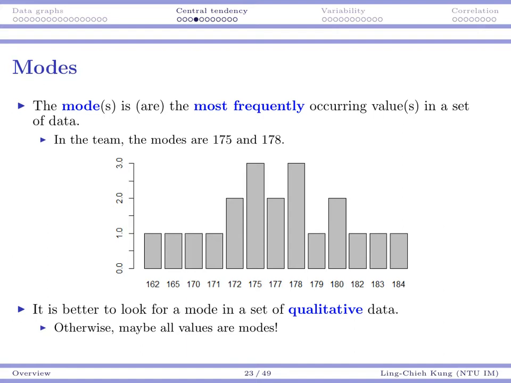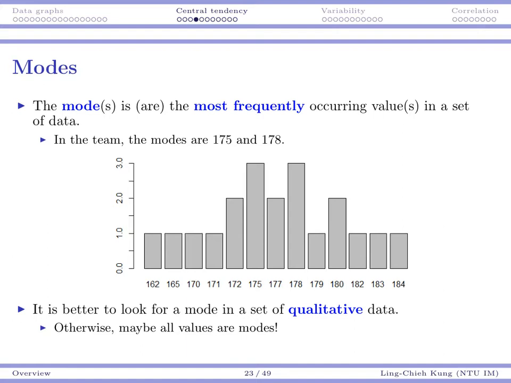Here, we do not group the data. These are the original, ungrouped data, and then we calculate each value's frequency because some values may repeat. For 175 and 178, we have 3 for each. These are the highest frequency data points, and those are the modes of this data.